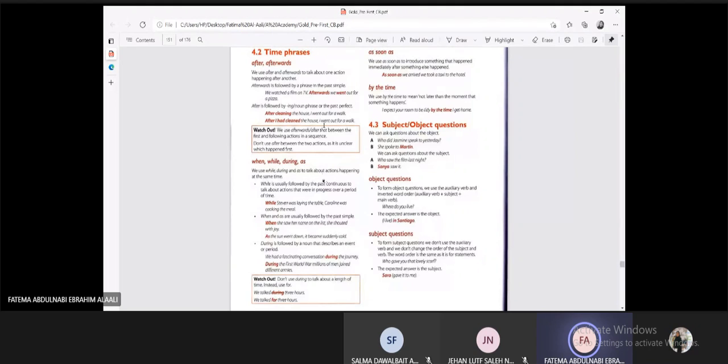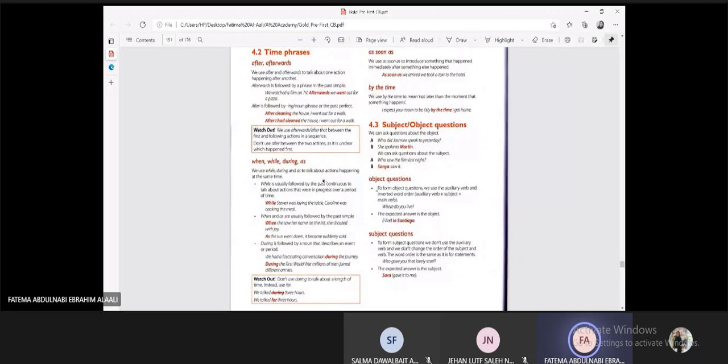Then we move to when, while, during, and as. We use them to talk about actions happening at the same time. While is usually followed by the past continuous to talk about actions that were in progress over a period of time, like while Stephen was laying the table, Caroline was cooking the meal. While is also used for two actions happening at the same time.